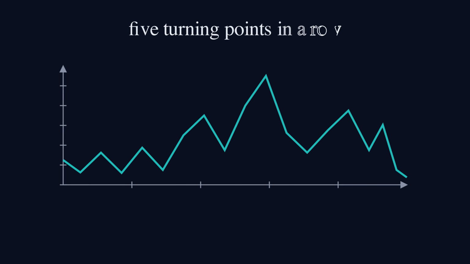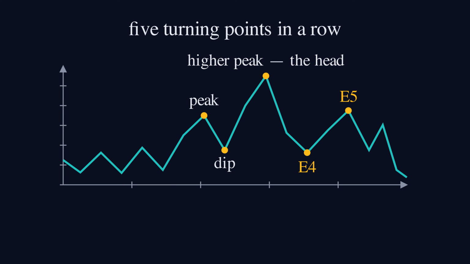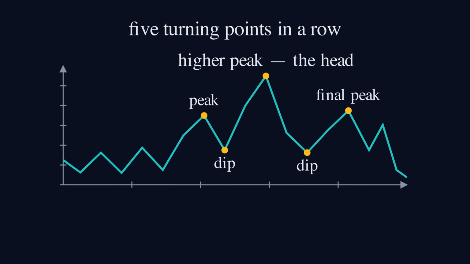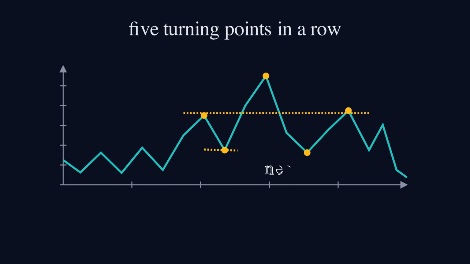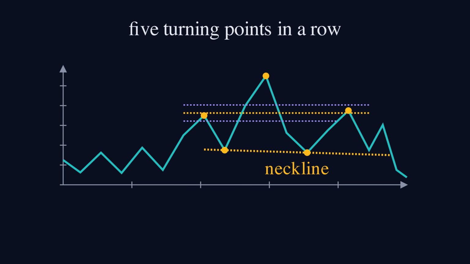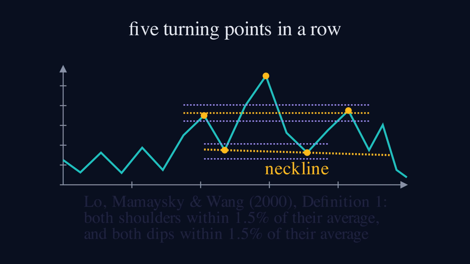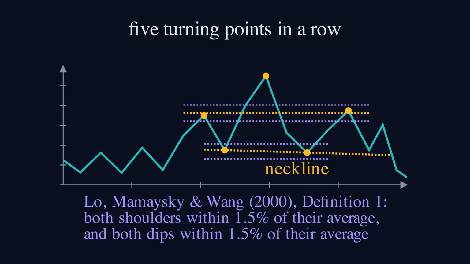So let's define that shape properly. A head and shoulders is 5 turning points in a row. A peak, a dip, a higher peak, that's the head, another dip, and a final peak. The outer peaks sit roughly level. The line joining the two dips is the neckline, and chartists expect the trend to turn. Low, Mamesky and Wong made that precise. Both shoulders match within 1.5%, and so do the dips.